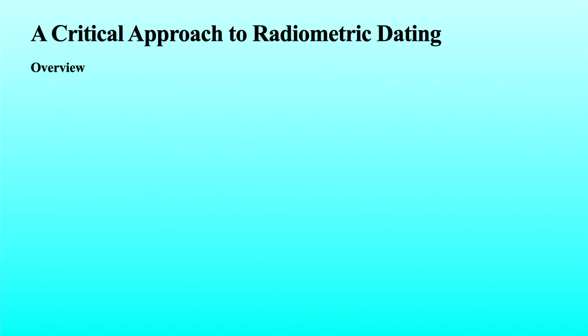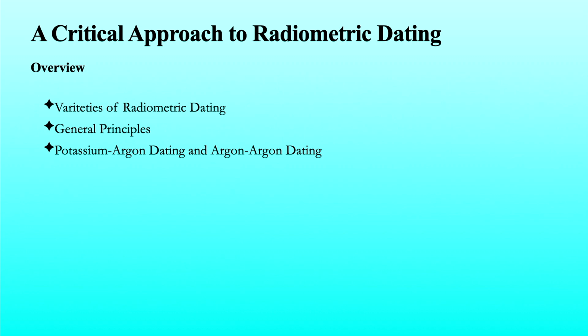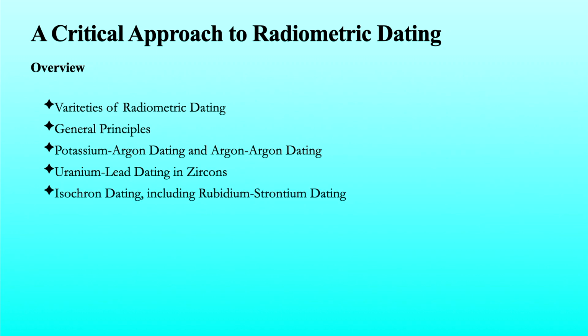A little overview of what we'll be talking about. We're going to start out with varieties of radiometric dating. We'll just go through that. And then we're going to talk about the general principles of radiometric dating that apply to all forms of radiometric dating. Then we're going to talk about potassium-argon dating and argon-argon dating, which is part of the same method. We're going to talk about uranium-lead dating and zircons. We're going to give you some stuff on isochron dating, including rubidium-strontium dating, but there's a lot of other varieties.